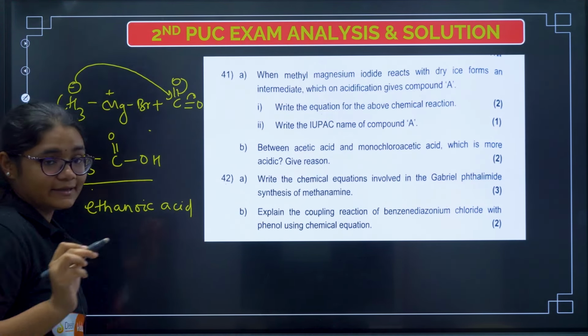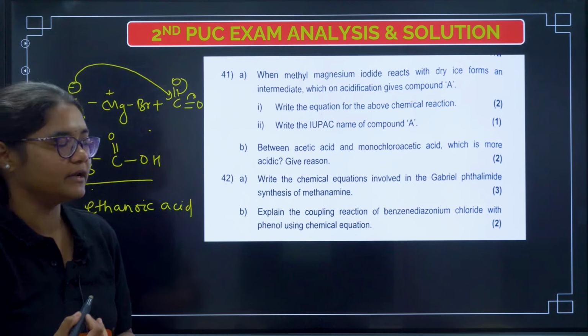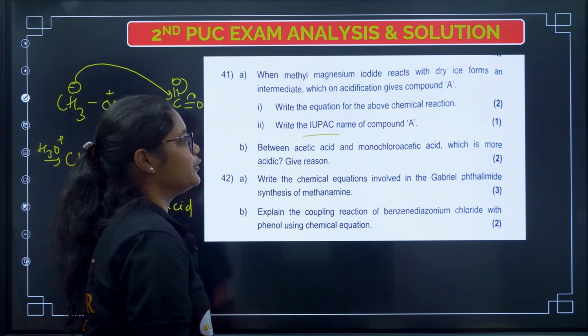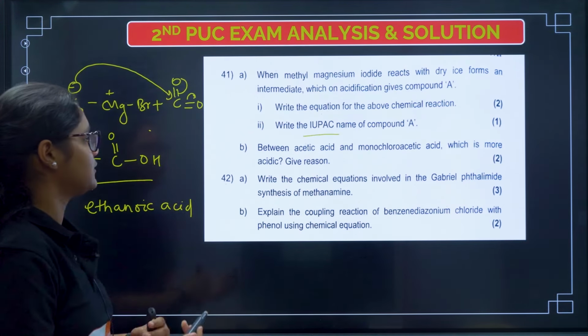So if you write acetic acid, your answer will be wrong, right? It is a common name. They have clearly asked you to write the IUPAC name of the compound. So it will be ethanoic acid.